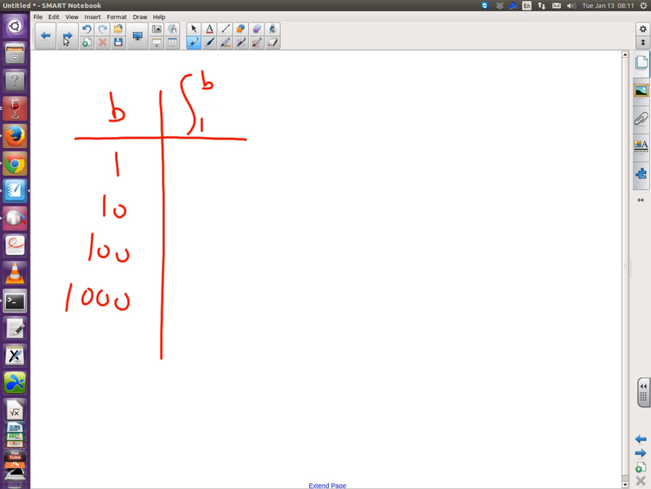What was it now? It was the square root of 1 plus 4 over x to the 6. All right, so evaluate that. See what happens. The first one is 0, because we're going from 1 to 1. That's it. So 1 to 10.